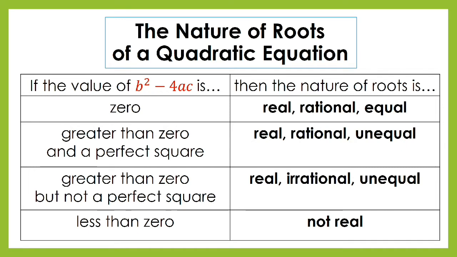Kapag naman ang value ng b squared minus 4ac ay greater than 0 or positive integer but not a perfect square, ang nature of roots natin ay real, irrational, at unequal. At kapag naman ang value ng b squared minus 4ac is less than 0 or mga negative integer, ang nature of roots natin is not real. Para mas maintindihan natin ang nature of roots of a quadratic equation, let's have examples.